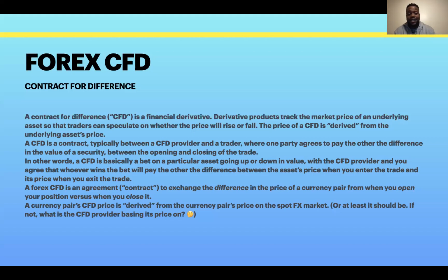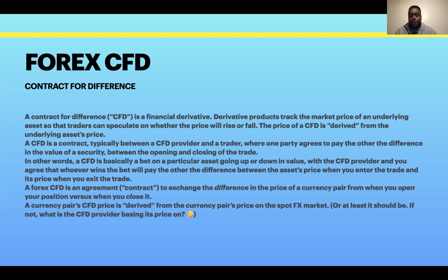A forex CFD is an agreement or a contract to exchange the difference in the price of a currency pair from when you opened it versus when you closed it. And it's counted by points usually, guys. We count US 30 by points. So when people say it moved 200 pips, no, it moved 200 points. A point is smaller than a pip, I would say, because remember, a pip is a point in percent. So that point is less than a pip.